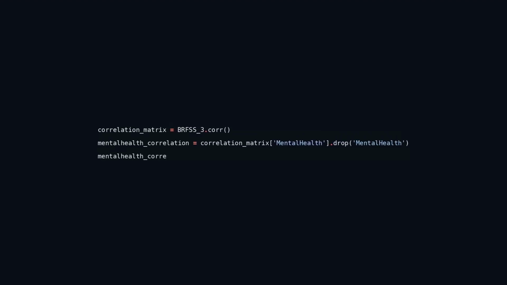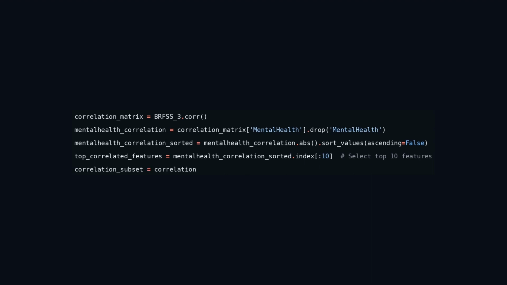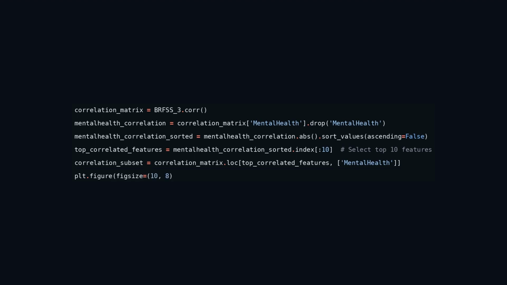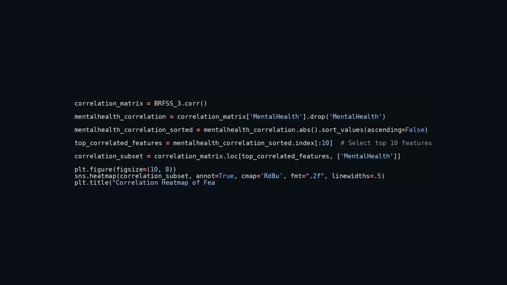The provided code excerpt performs correlation analysis on a dataset, likely associated with the Behavioral Risk Factor Surveillance System. Initially, it computes the correlation matrix among the dataset features, focusing on the mental health attribute, and arranges them in descending order based on the magnitude of correlation. Subsequently, it isolates the top 10 features most strongly correlated with mental health from the correlation matrix. This subset is then utilized to generate a heat map, visually representing the correlations between these selected features and mental health. This code snippet plays a critical role in data exploration by unveiling associations between various variables within a dataset.